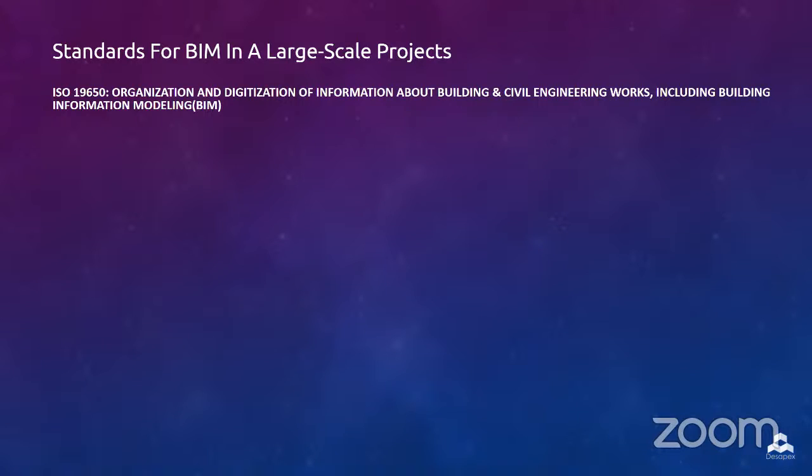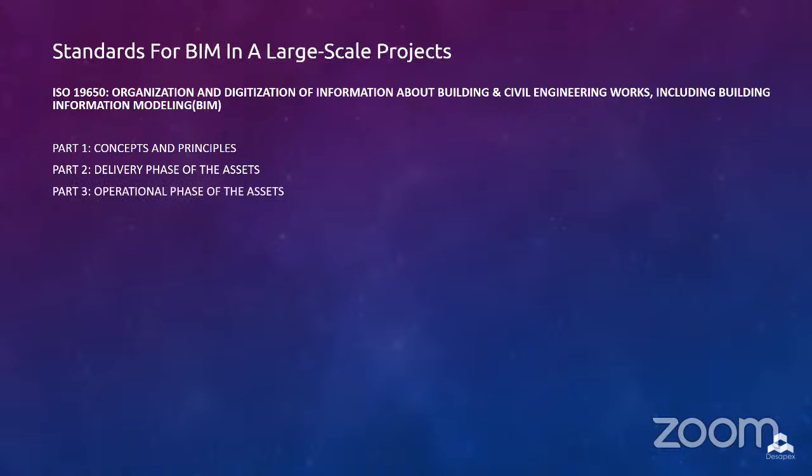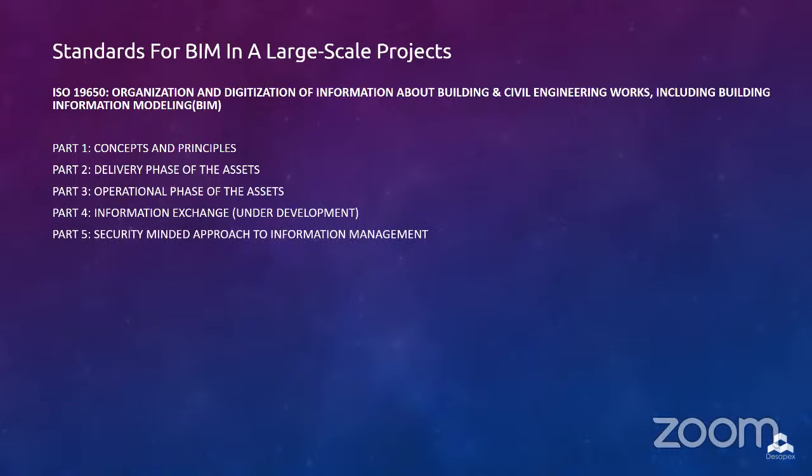It has 6 parts. Part 1 explains the concepts and principles. Part 2 is for the delivery phase of the assets. And part 3 is for the operational phase of the assets. Part 4 stands for the information exchange, which is still under development. Part 5 is for the security-minded approach to information management. And last but not the least, part 6 is for health and safety, which is also still under development. This 6th part is for pre-construction and construction stages.